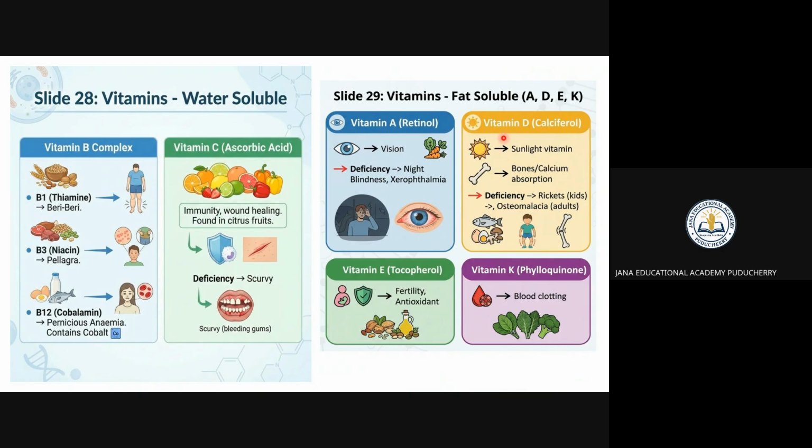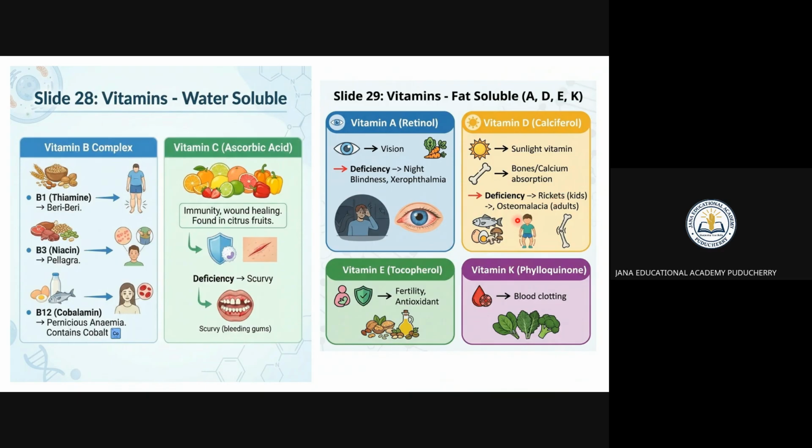If your vitamin D is not proper, what will happen? That is rickets. Rickets means you can see the legs of the kid are not going to be straight, right? They are slanted because the bones are not grown properly. The calcium deficiency is nothing but rickets.